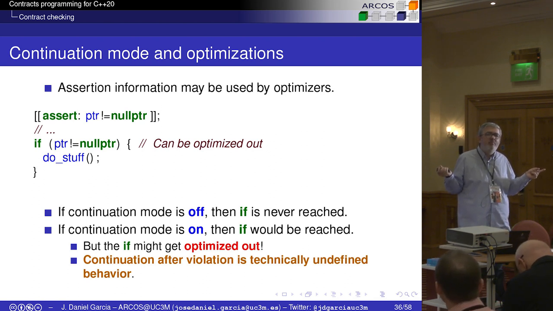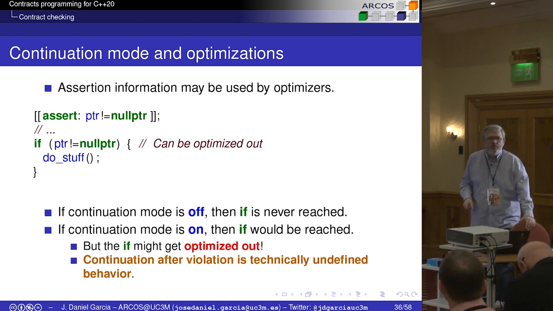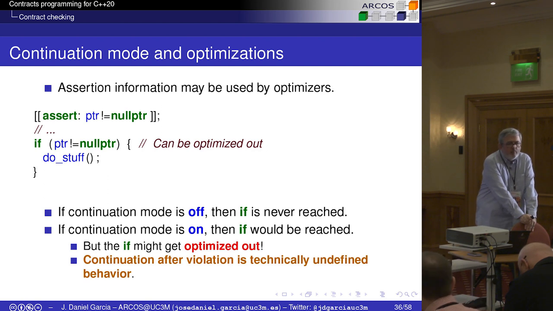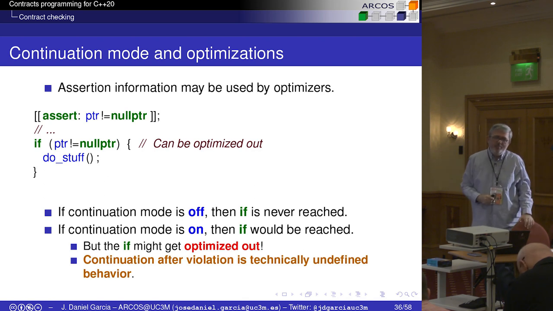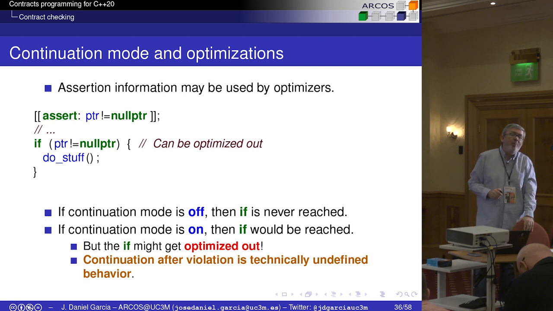Does it make sense to have optimization if continuation mode is on? If your continuation mode is on, you're asking whether it makes sense to optimize on preconditions. Well, sometimes it makes sense, sometimes no. So this is at the will of the developer. Sorry? Yeah. No, not the compiler vendor, because the compiler vendor is going to give you the flags.